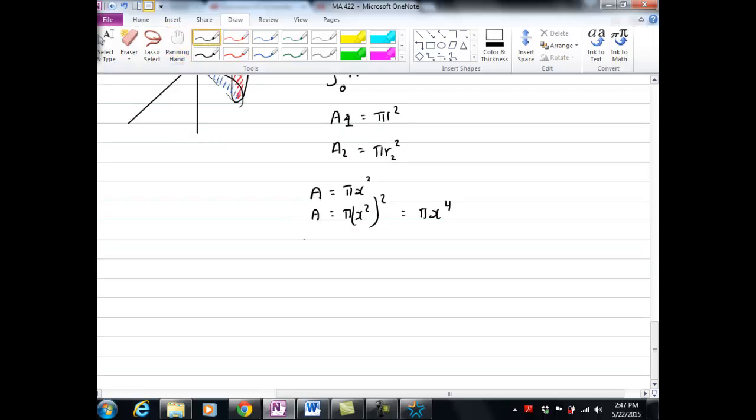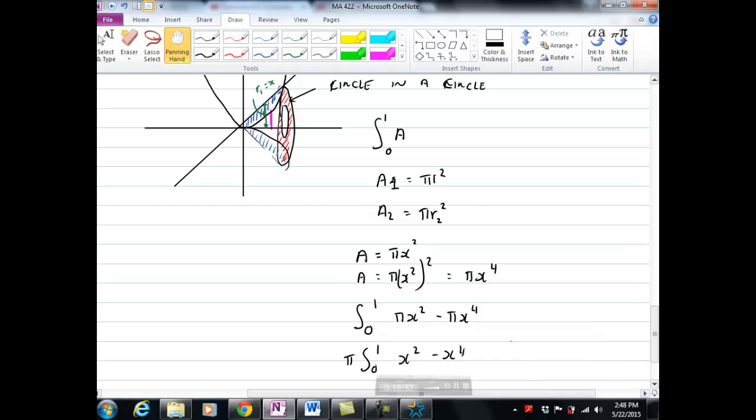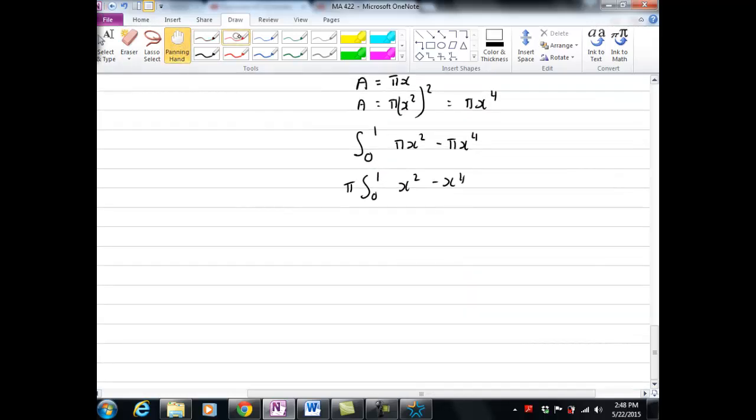So now the area is the integral from 0 to 1 of the first circle, pi x squared, minus pi x to the fourth. I can rewrite this simply as the integral from 0 to 1. I can factor the pi: x squared minus x to the fourth. I'm going to pause it. You can actually solve on your own from here, and if you did it right, you should have 2 pi by 15. That is how we do it.